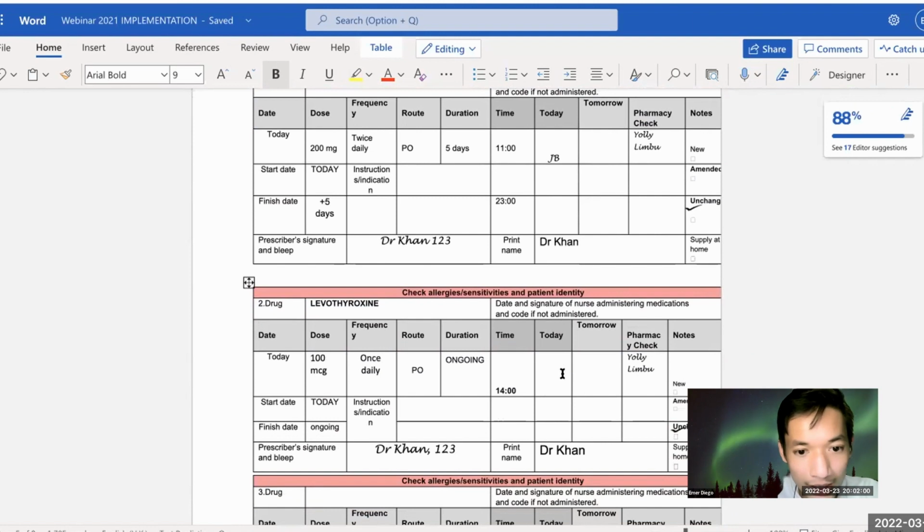Levothyroxine, we are giving this medication. Of course, we are signing it. Do we need to put the date and time? No need, because the date is already provided, similar with your time. Okay, so that's it.